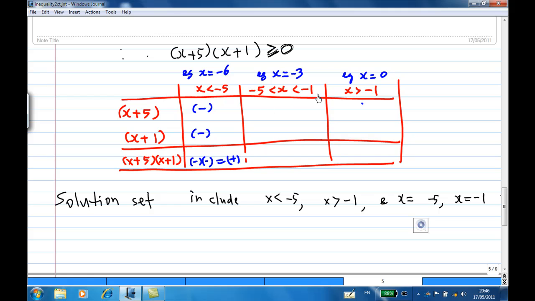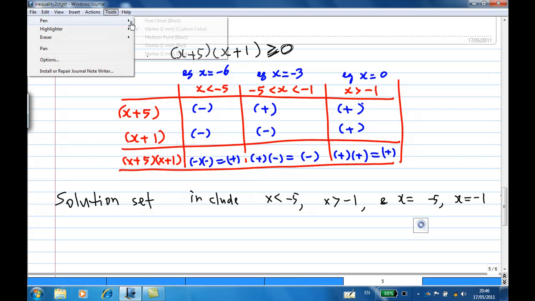If x is between minus 5 and minus 1, for example x equal to minus 3, then x plus 5 will be positive, x plus 1 will be negative, and the product x plus 5 times x plus 1 is positive times negative, you get negative. If x is greater than minus 1, say x equals 0, then x plus 5 will be positive, x plus 1 also positive. So the product will be positive times positive, you get positive.